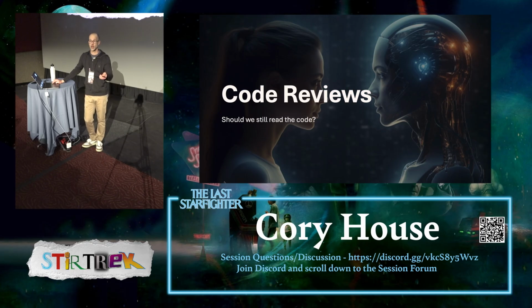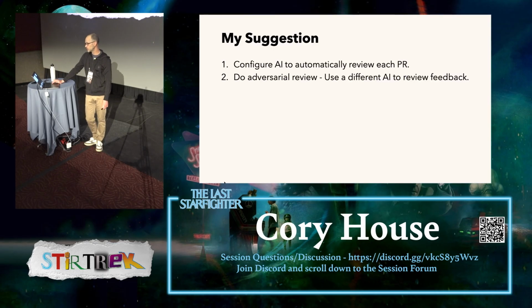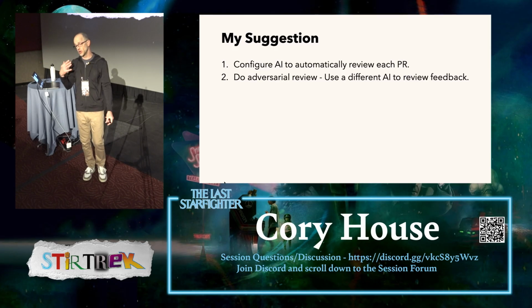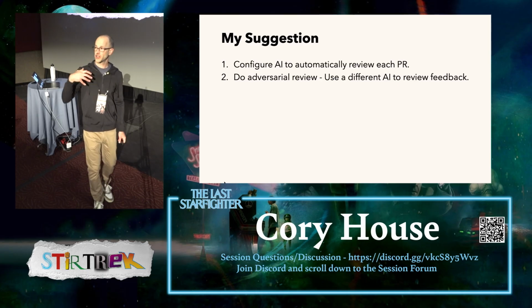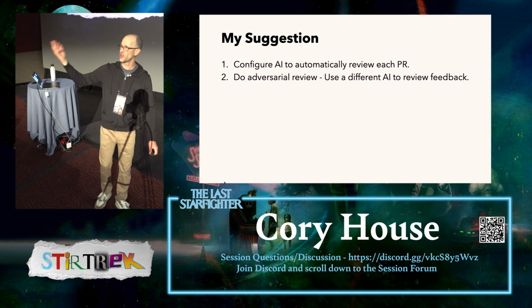And again, that's what I want to talk about this afternoon. If you're going to do this, you have to have amazing guardrails. So we have to talk about that. My suggestion is configure your AI to automatically review your PRs. Do adversarial reviews, as in have one AI review another AI. So what I do is I have Claude Code go look at Copilot's comments and then evaluate Copilot's comments and decide whether they're worth fixing.